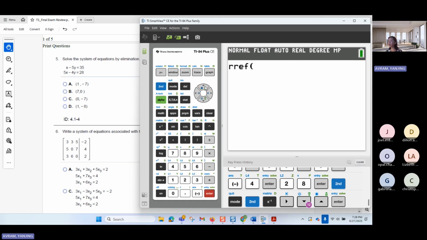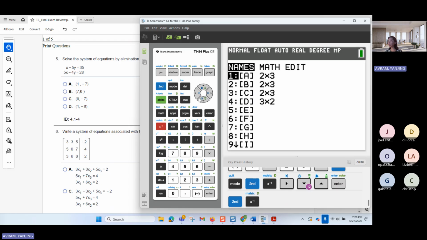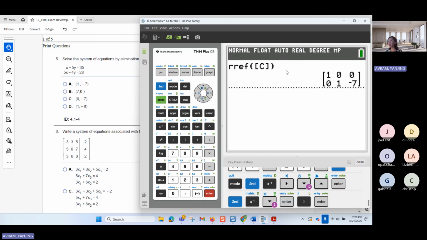And remember, we input this one into matrix C, right? So you have to go and find the matrix in C, okay? Because I got too many matrices here. So I input C, I enter. And then enter. Okay, so that means X will be 0, Y will be -7, right? So 1X is equal to 0, 1Y is -7.